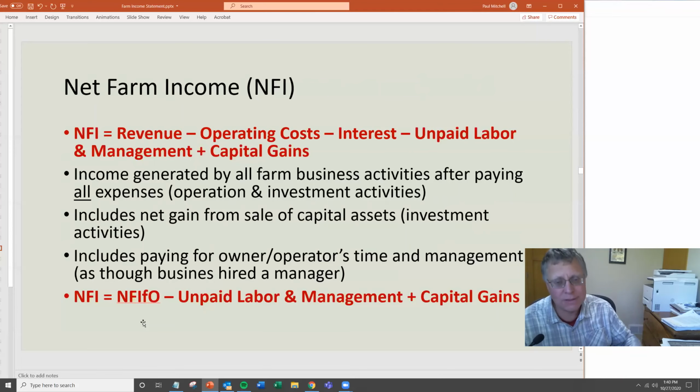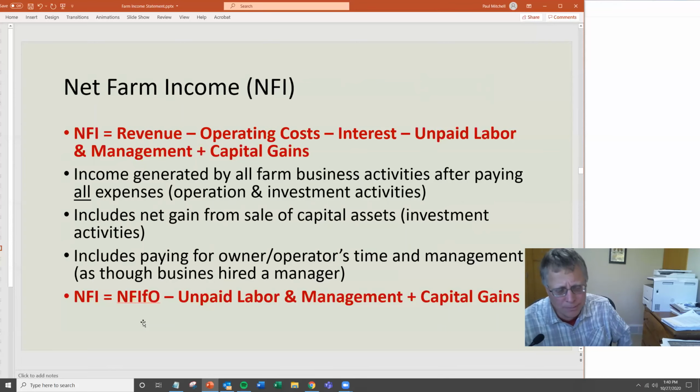When you've paid yourself for your labor and management, is there any money left over that you make as an investor in the business? That's what net farm income captures. It's after you paid for your labor and management, how much money do you have left over? Accounting for all the revenue and operating costs and your interest, and then any capital gains.